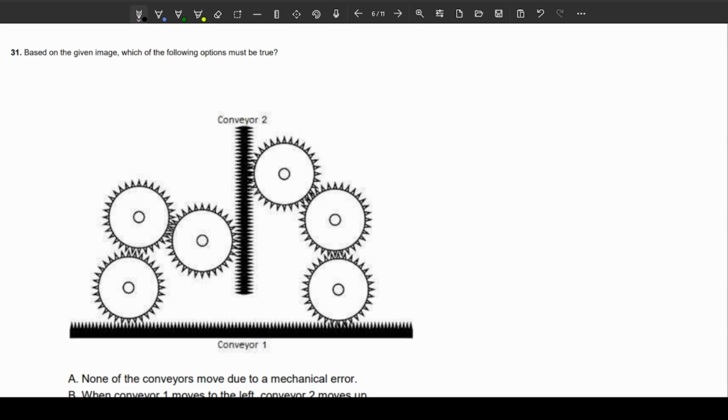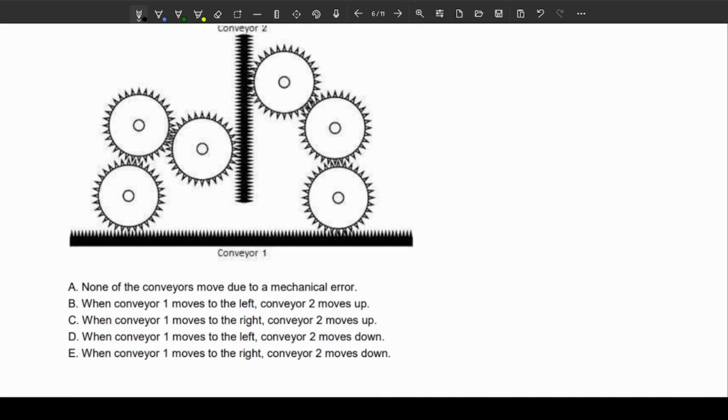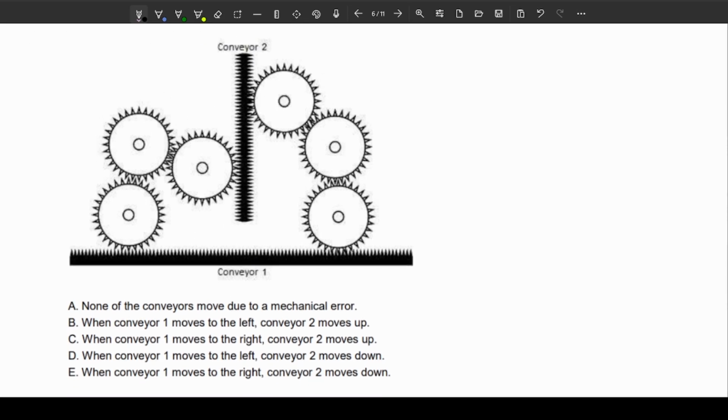So here you see a gear problem. Now, if you can see, there is one concept that you should know before solving this problem: whenever there are gears that touch each other, they both move in an opposite direction. So if this gear rotates like this, the other gear will rotate in the other direction. Okay, so let's solve this problem.